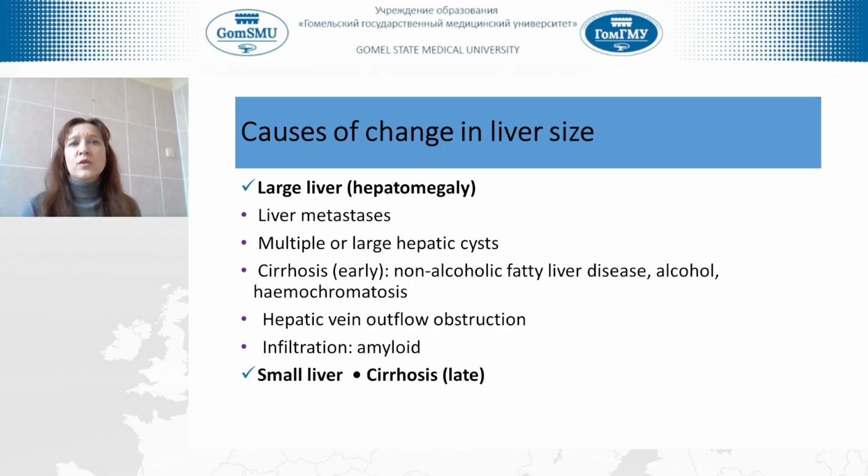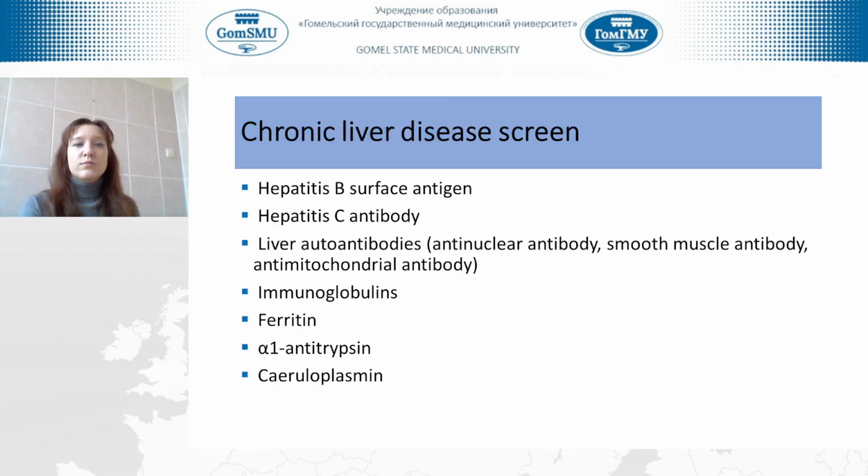Causes of change in liver size. Large liver, hepatomegaly, can be due to liver metastases, multiple or large hepatic cysts, cirrhosis in its early stage, non-alcoholic fatty liver disease, alcohol, hemochromatosis, hepatic vein outflow obstruction, and amyloid infiltration. A small liver will be in the late stage of cirrhosis.